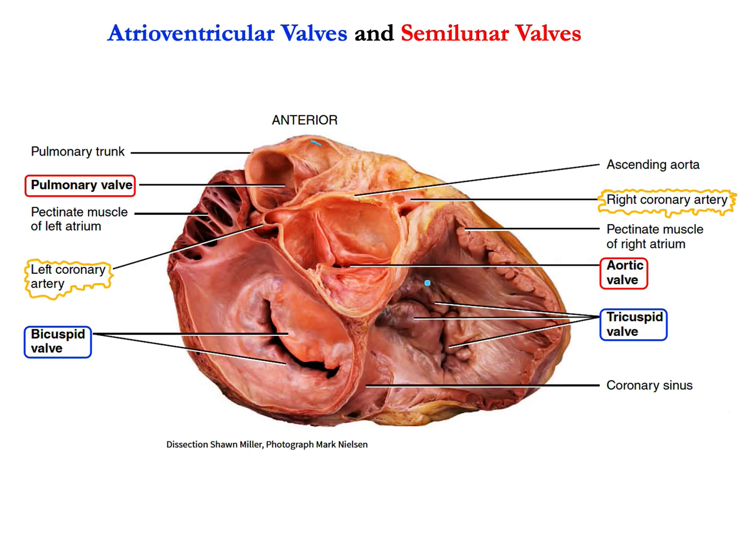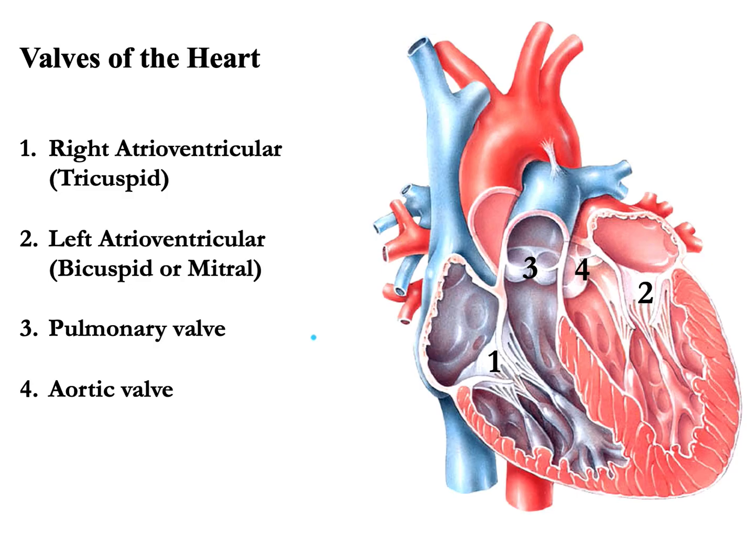This is a superior view after both atria, the right and left atria, are removed. So anteriorly, you see the pulmonary valve, posterior to it the aortic valve with two coronary arteries, one on the right and another one on the left. And also you see the tricuspid valve, 1, 2, 3, and the bicuspid valve.